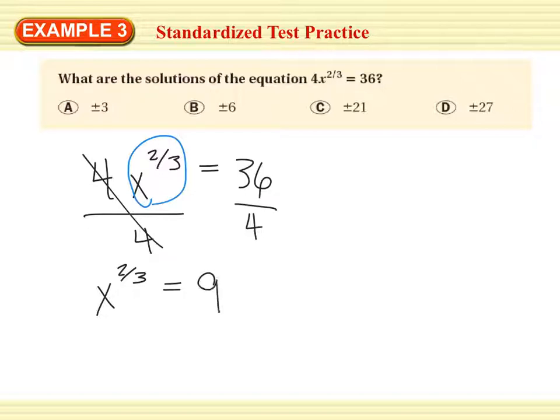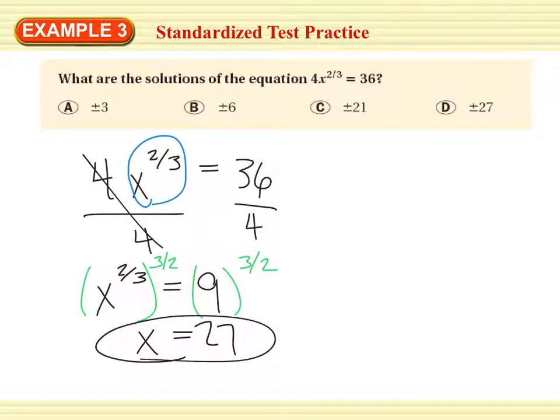Okay, so now I need to raise both sides to the reciprocal, 3 halves, 3 halves. So the right side becomes 27 because I have a calculator that does that. And the left side, these two cancel each other out. So I'm good to go, right? Beautiful.